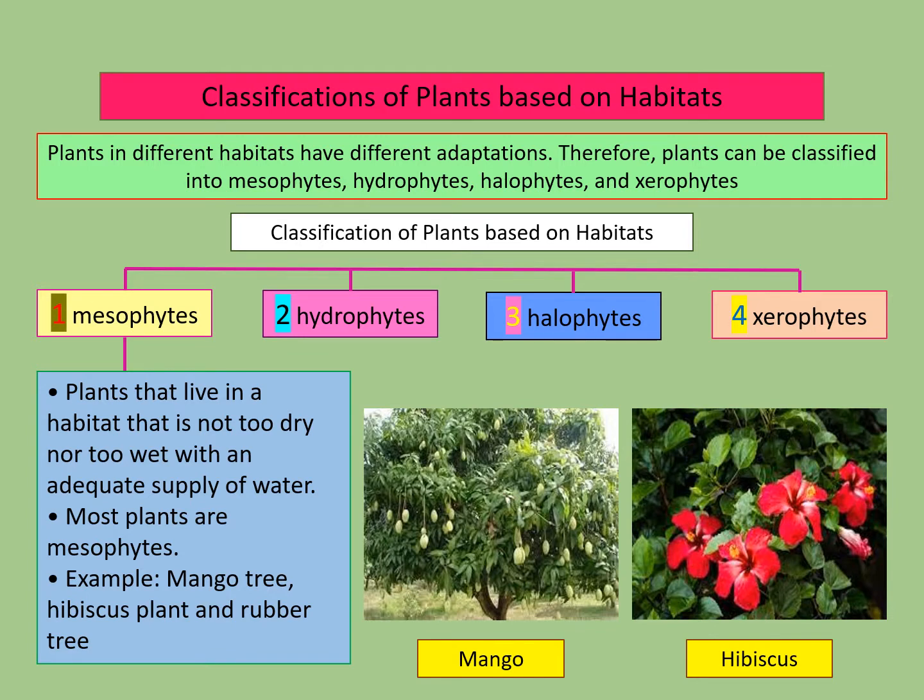Plants in different habitats have different adaptations. Therefore, plants can be classified into mesophytes, hydrophytes, helophytes, and xerophytes. So we look at number 1 first, mesophytes. Mesophyte is plants that live in a habitat that is not too dry nor too wet with an adequate supply of water. Most plants are mesophytes. Examples of mesophyte plants are mango tree, hibiscus plants, and rubber tree. Here are mango tree and hibiscus, example of mesophytes.